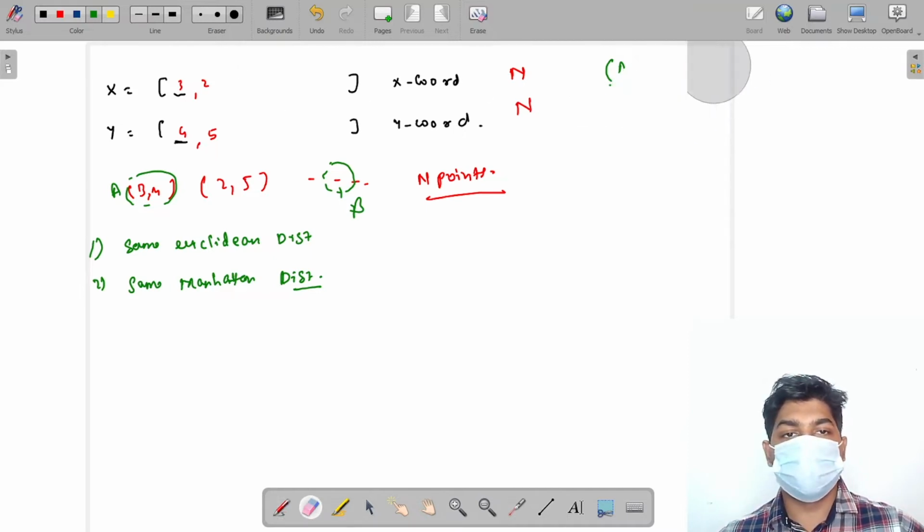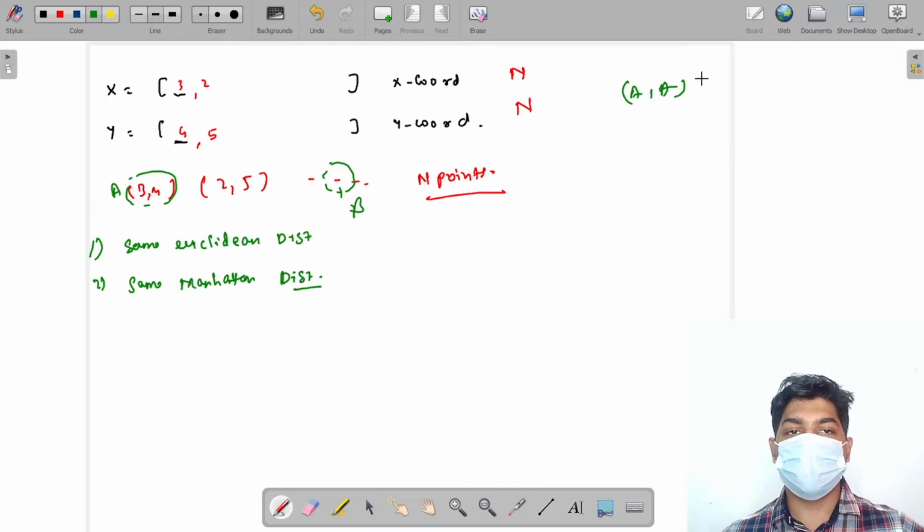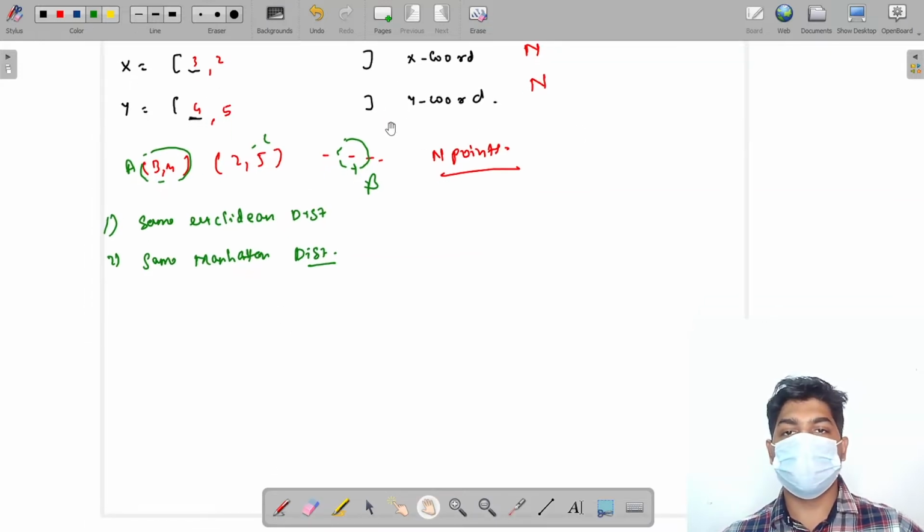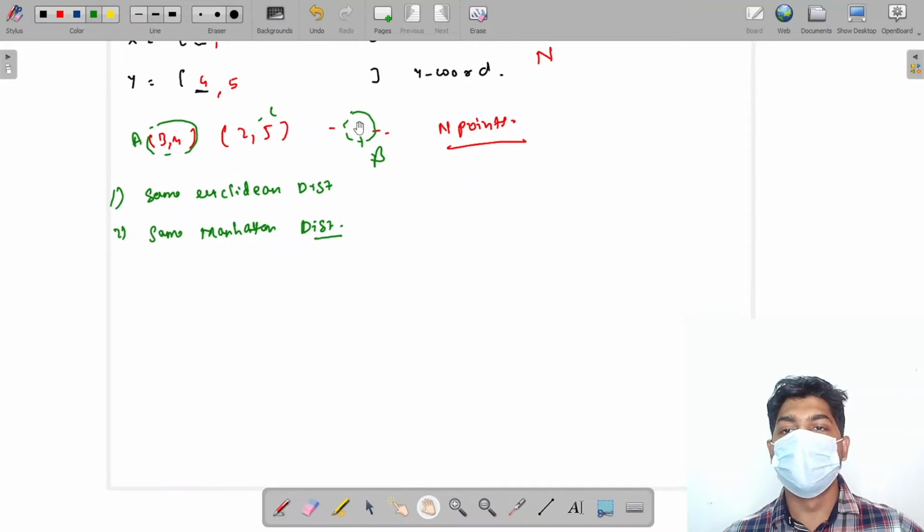Another thing is that we should not consider the same point paired with itself, like a with itself. For this, the Euclidean distance and Manhattan distance will both be 0. So we should not consider such pairs, like point b with itself or point c pairing with itself. We have to avoid these two cases. This was the problem part.